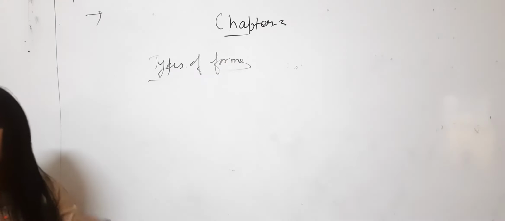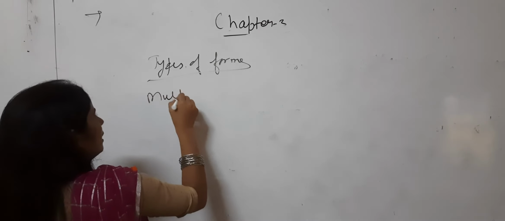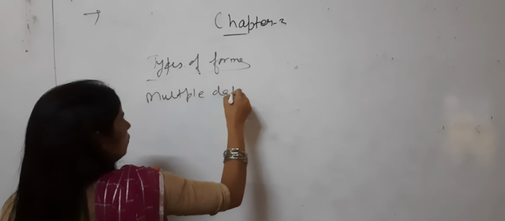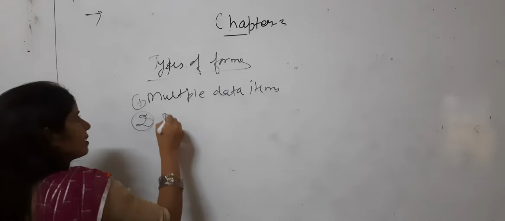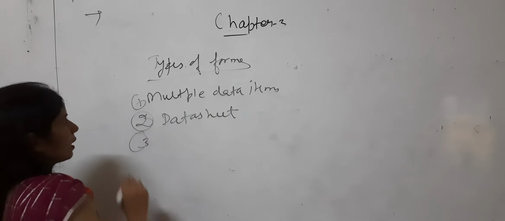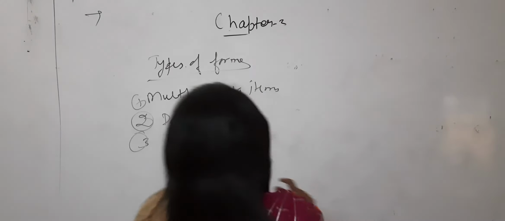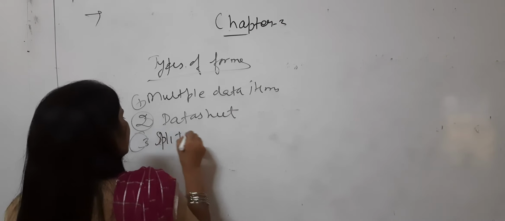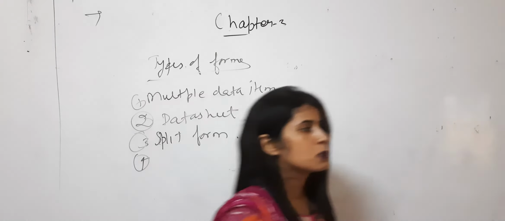Types of forms. There are four types of forms. First is multiple data items. Second one is data sheet. Then third one is split form. Split means to divide it.